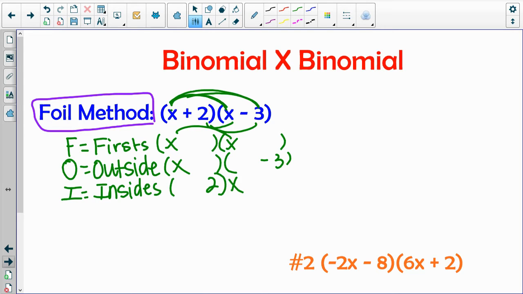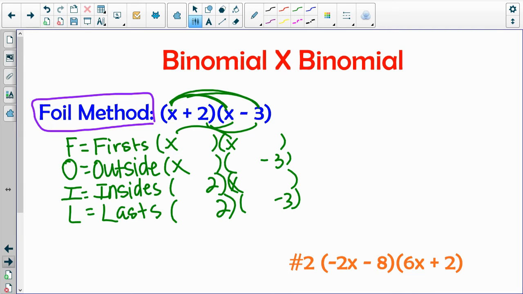So the 2 and the x in this case are the insides. And then finally L, what would that mean? The last. Yep, the last one. So the last numbers. So that's just an acronym that helps you remember everything that needs to be multiplied.